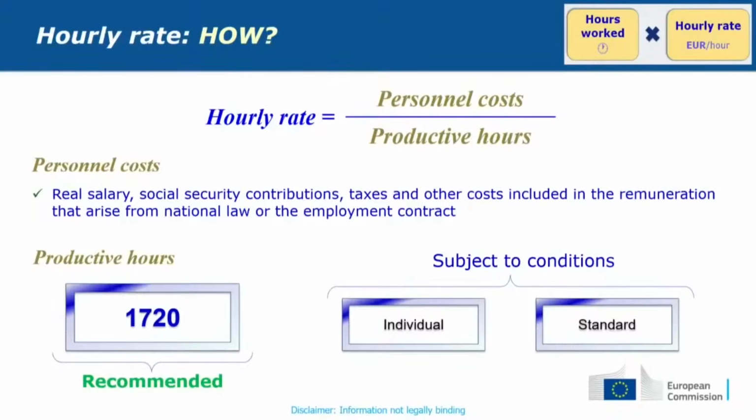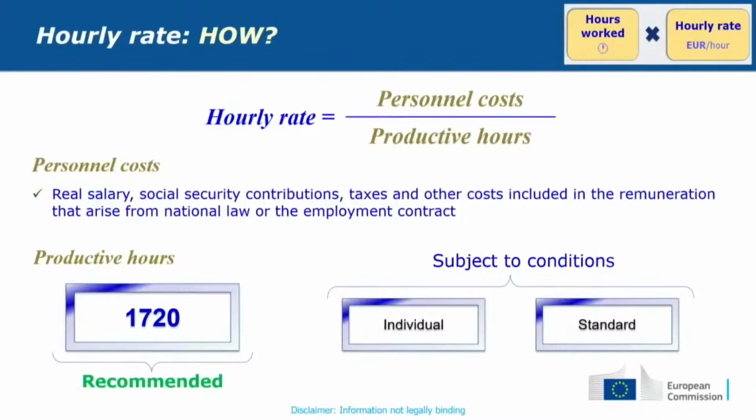What you can put in the personal cost, you're looking there on the slide, is the real salary of the person, the social security contribution, taxes, and other costs that are included in the remuneration of the person that arise from national law or the employment contract. Okay? Be very careful about things like gifts or bonuses that are given not based on objective conditions, premiums, that might be delicate and in many cases might not be eligible. So keep in mind that these are the elements that you can put within the calculation of the hourly rate in the personal cost.